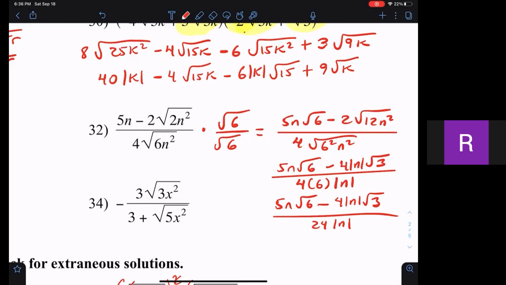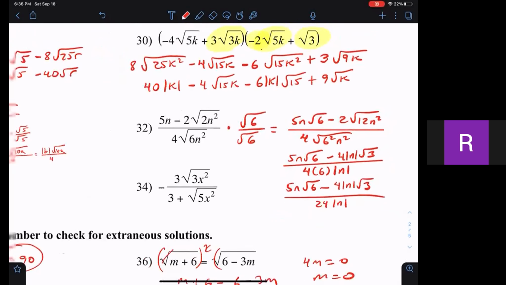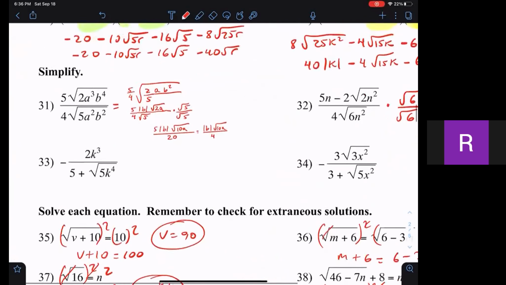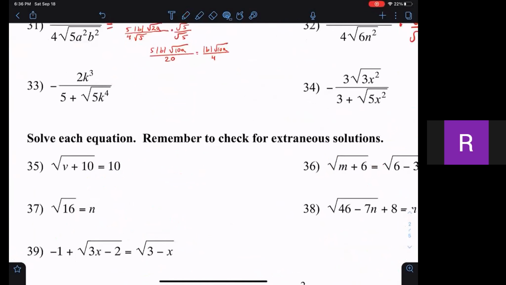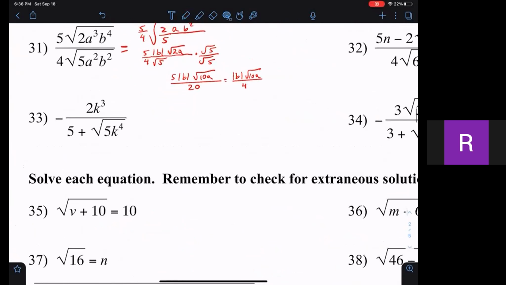That's number 32. That's correct. Next. Next is this. So here I need to multiply by the conjugate, right? I need to multiply by the conjugate.